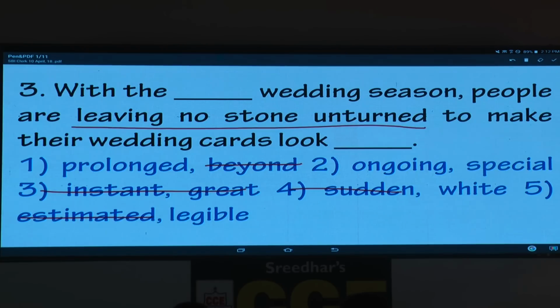So what is the second option you are left with, or the only option you are left with? With the ongoing wedding season, means the season is on, people are leaving no stone unturned to make the wedding cards look what? Special, obviously. Everyone wants the wedding card to look special. So what is the answer here? The second option is the answer.